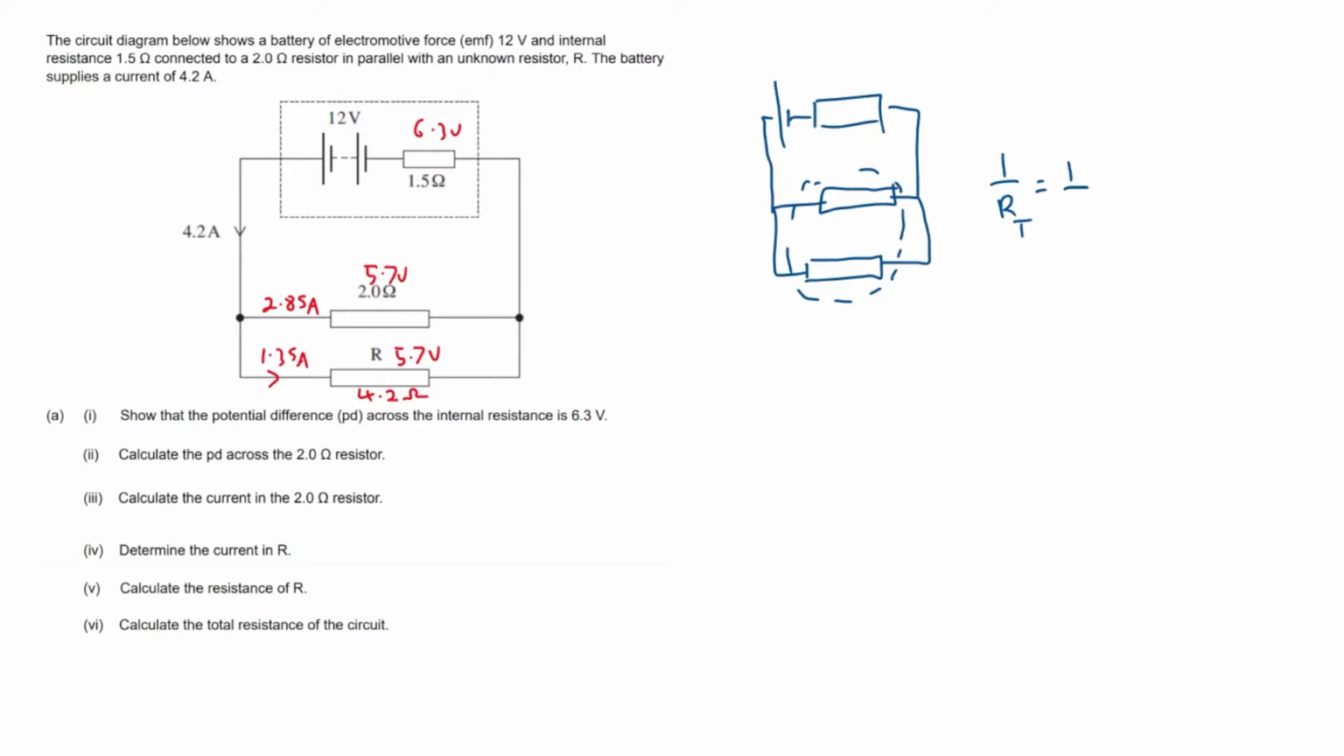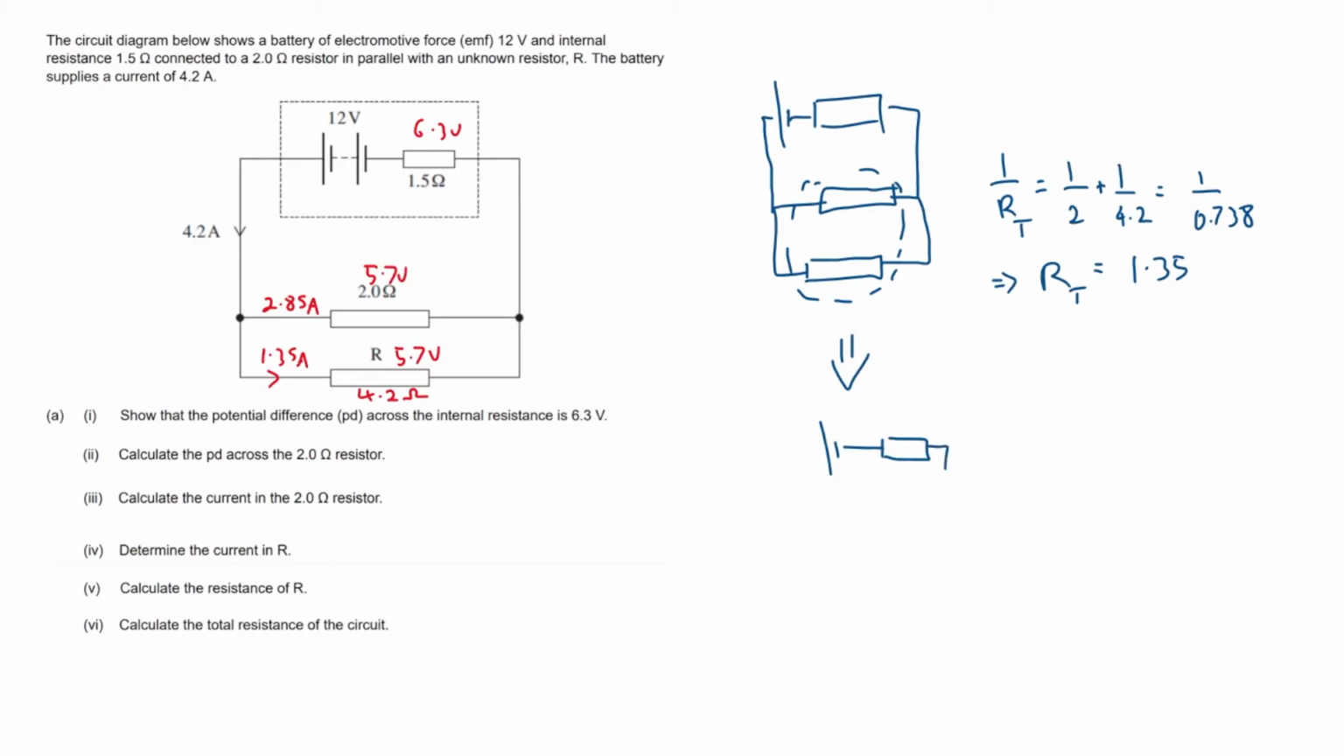So let's deal with the parallel ones. Well, we know the parallel formula. 1 over RT is going to be equal to 1 over each of the two values of resistors added together. So 1 over RT is 1 over 2 plus 1 over 4.2. Therefore, 1 over 0.738 is equal to 1 over RT. So RT is going to be 1.35 ohms. So we can replace the two dotted resistors with 1.35 ohms.